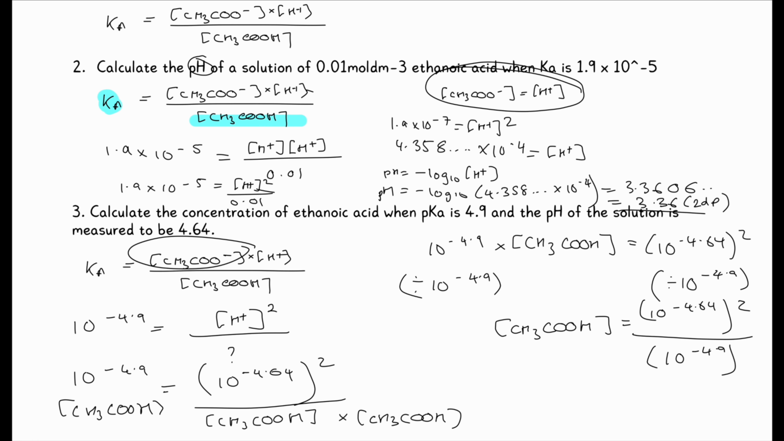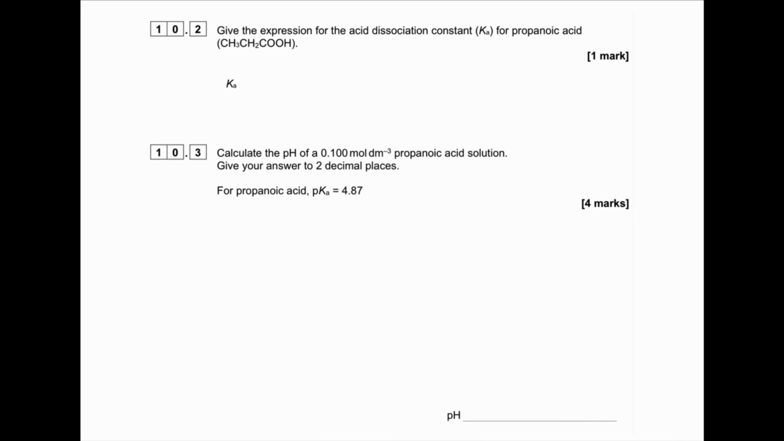And I'm going to get my ethanoic acid concentration to be 4.168 ... times 10 to the minus 5. But I'm going to round it to three significant figures, 4.17 times 10 to the minus 5. Perfect. Let's have a look at some real exam questions.